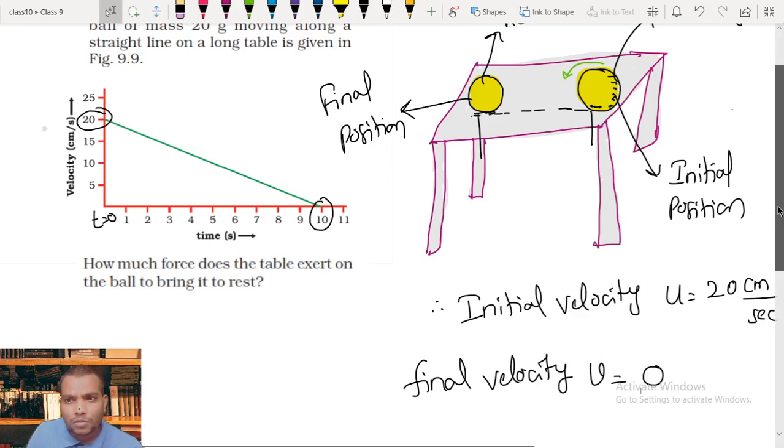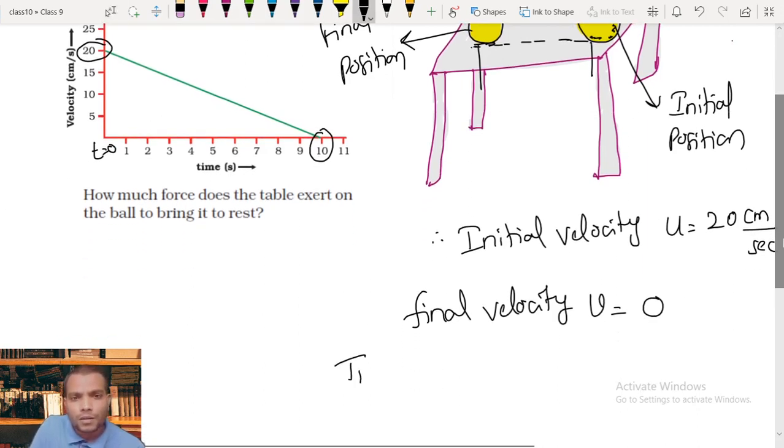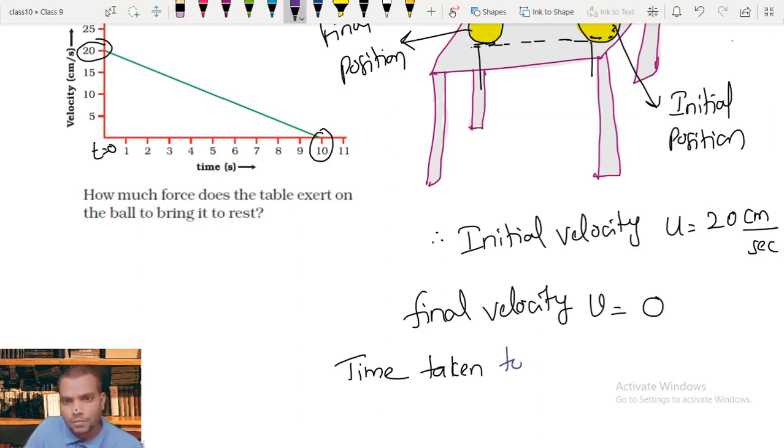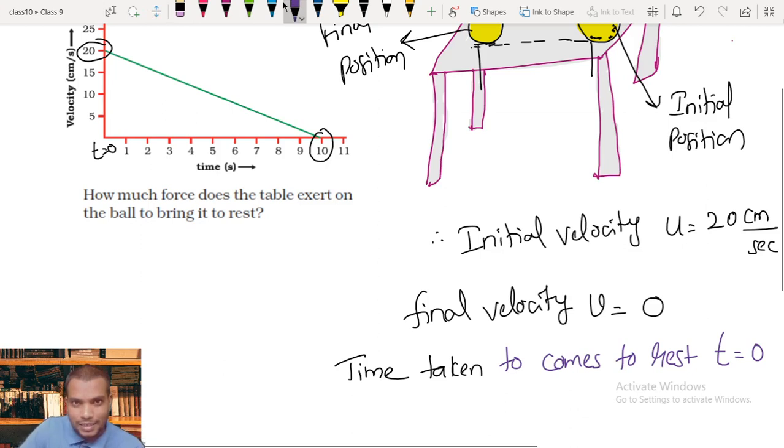Now, how much time did it take to come to rest? Time taken to come to rest. Sorry, the time here is 10, not 0, it's 10. Because from the graph you can see from t equals 0 to t equals 10 seconds, the line came from 20 centimeter per second to 0. So that is the time, 10 seconds.